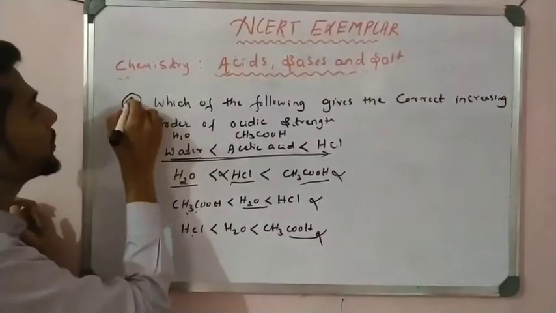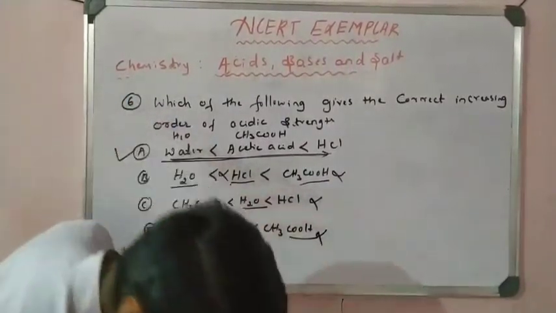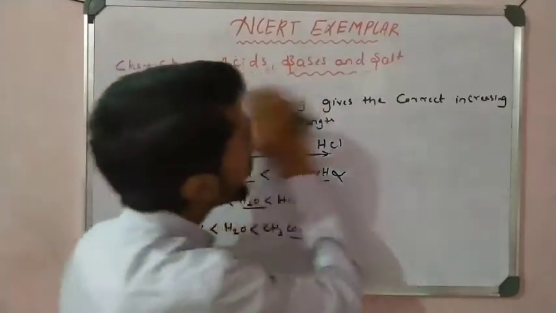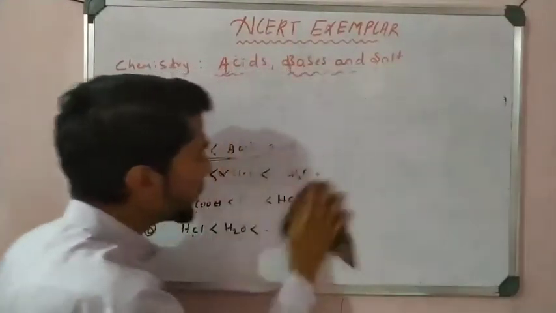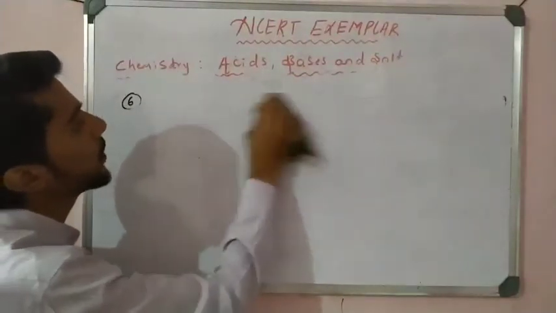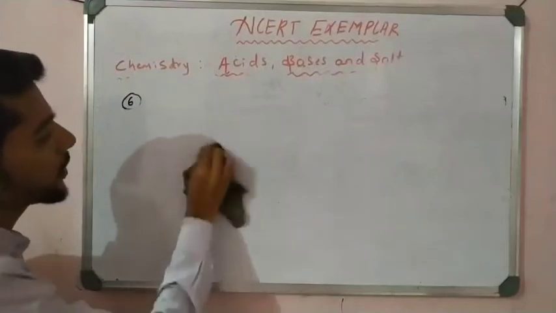Come to question number 6. Option A is correct: first water, then acetic acid, and then HCl. That is the increasing order. Now question number 6 is also a practical-based question, and it is very important, you have to remember it. It is easy to answer.